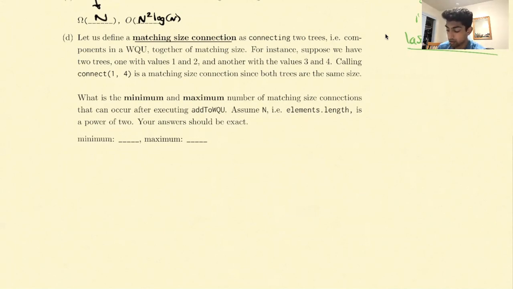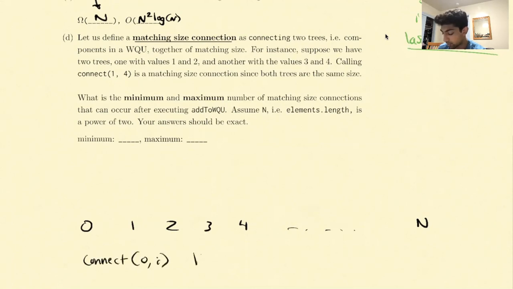Okay, so let's try to explore the minimum case first, and I'm going to use the same example I used in the big omega case from before. Suppose that we have the following elements, okay? And I'm going to keep calling connect on 0 and i, and I'm going to call that for all i. This is some math notation, but in essence, I'm just doing the same thing I did for the omega case before. I'm calling 0 and 1 connect, then I'm calling 0 and 2 connect, 0 and 3 connect, and so on.